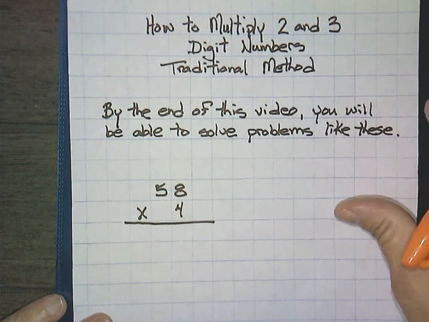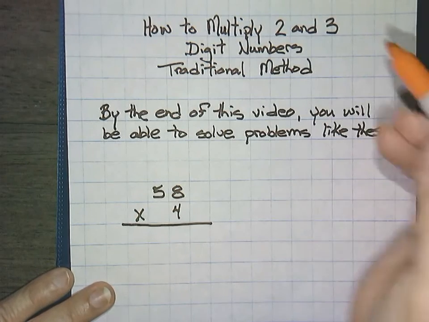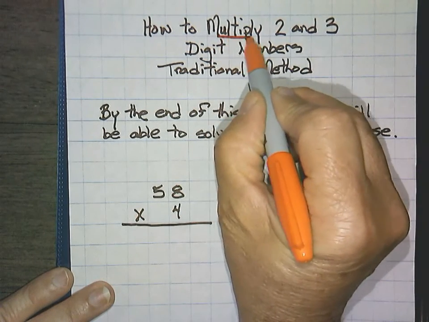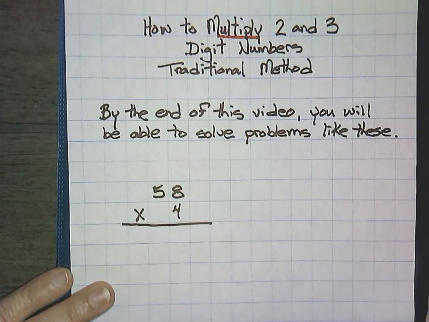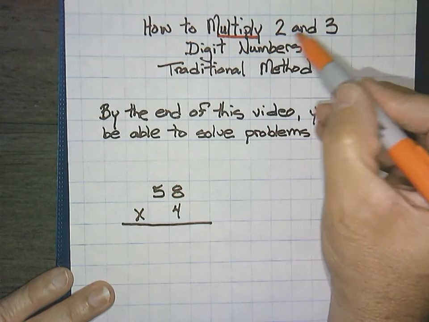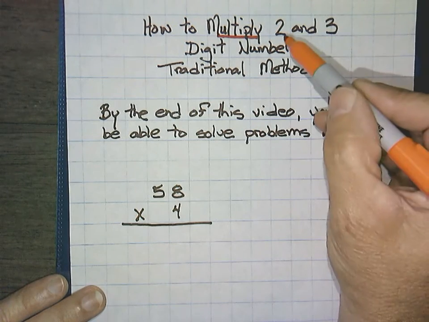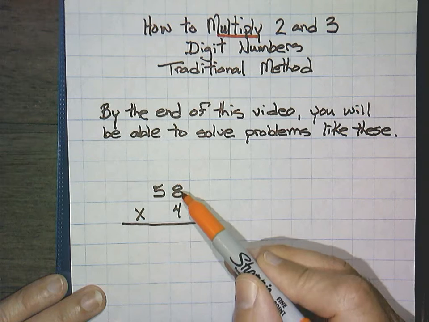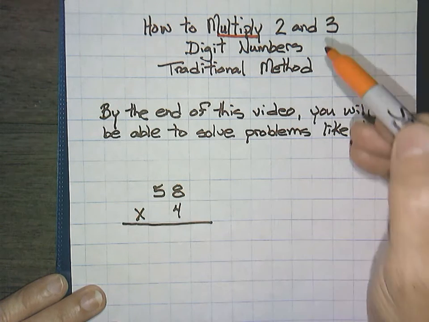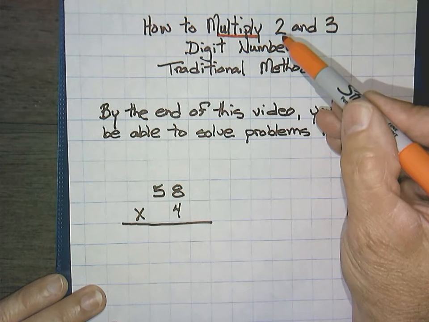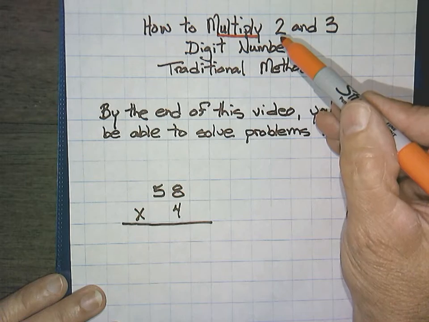Walker. Today's topic is, once again, multiplication. The focus today is to multiply 2 and 3 digit numbers. By that we mean, for example, 58 times 4. 58 would be an example of a 2-digit multiplication problem. So that's what we mean by that.